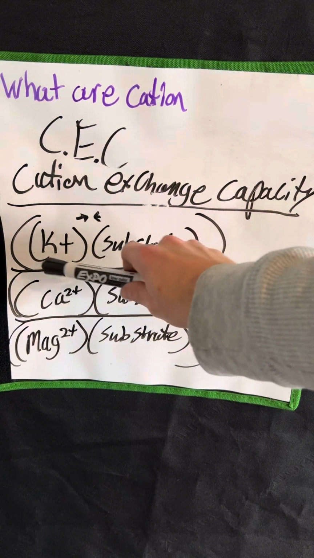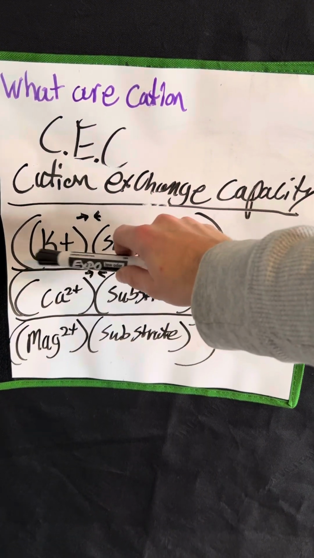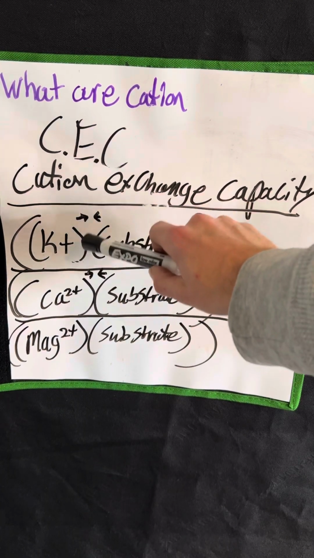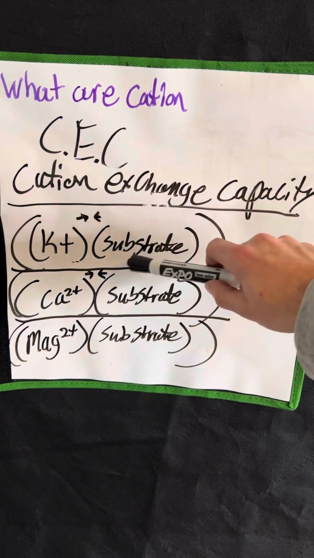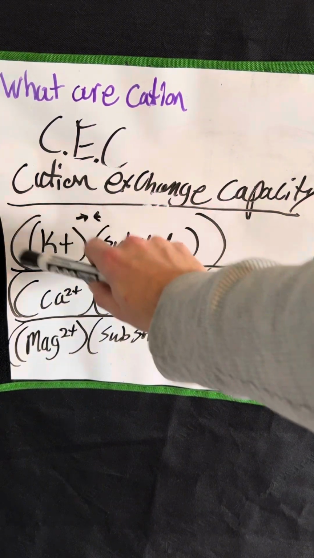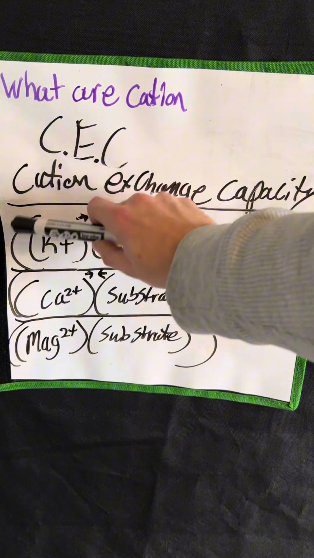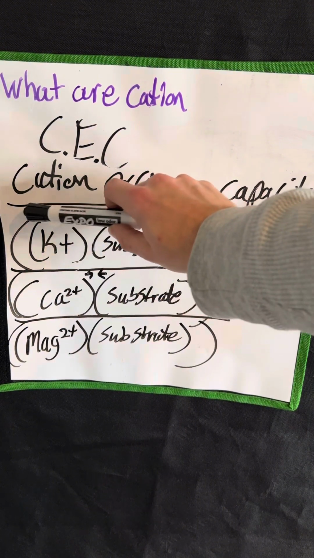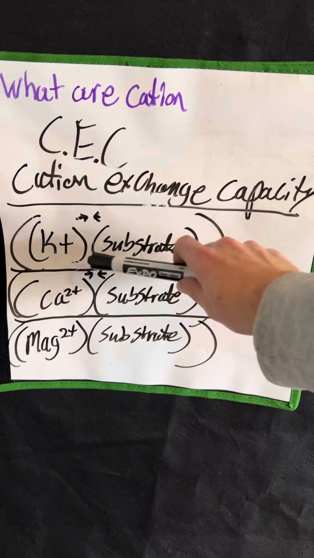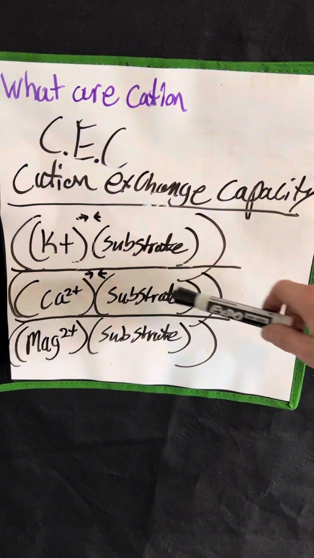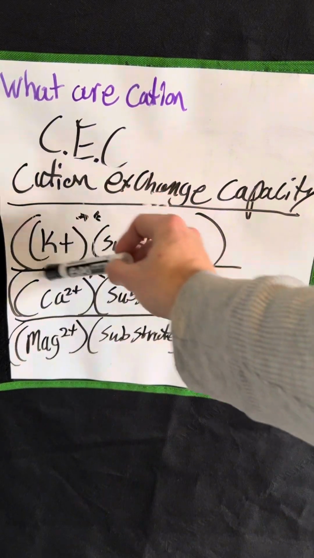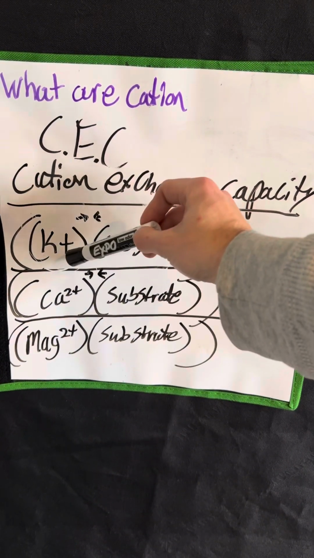So basically we have our positively charged ion. K is for potassium. So we have a potassium ion that is now electrostatically attached to our negatively charged substrate. Once the potassium becomes a plant available potassium cation that the plant can then uptake, it gets attached to the substrate. So then we have to break this bond to make sure that the plant can uptake the potassium cation.